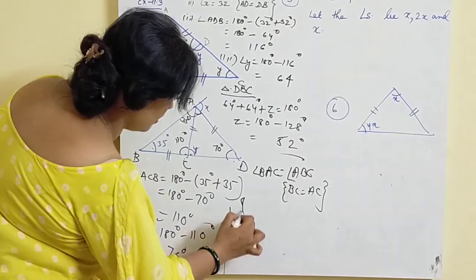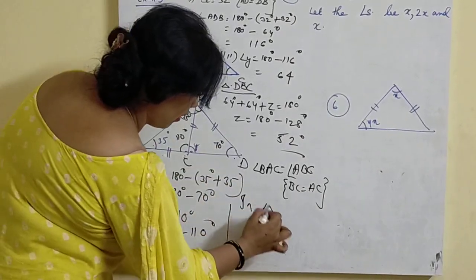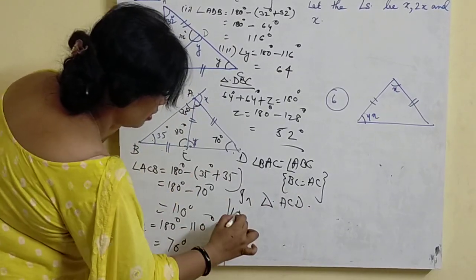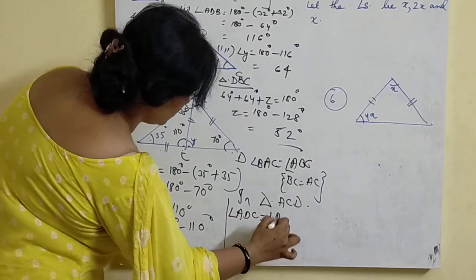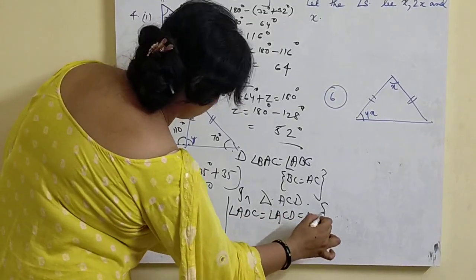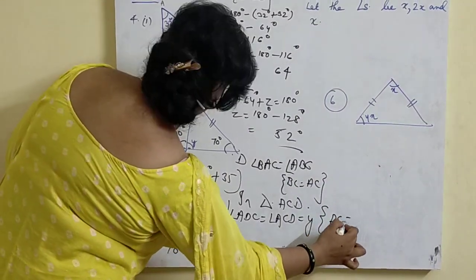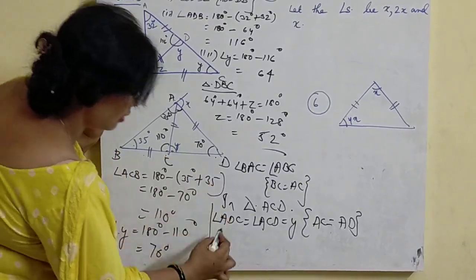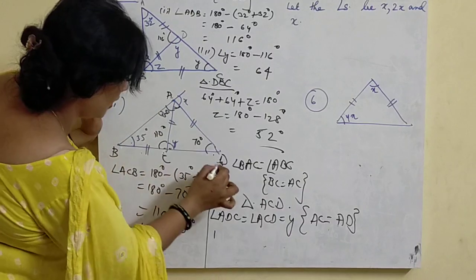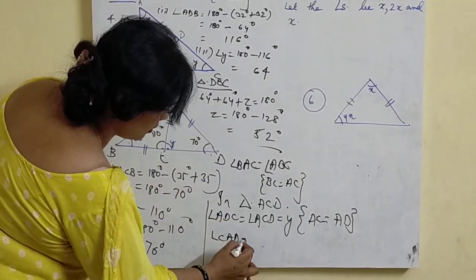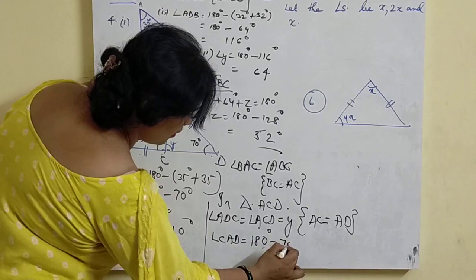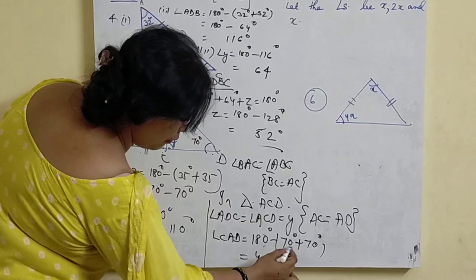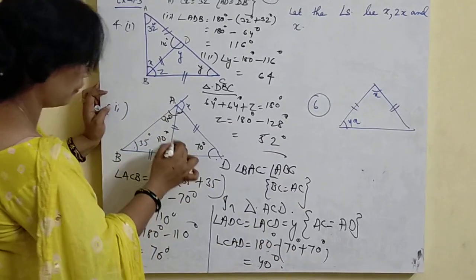Therefore we will write in triangle ACD, angle ABC is equal to angle ACD is equal to y. Reason, AC is equal to AD. Therefore angle CAD is equal to 180 minus 70 plus 70, 70 plus 70 is 140, so 180 minus 140, 40. So we have got this as 40.